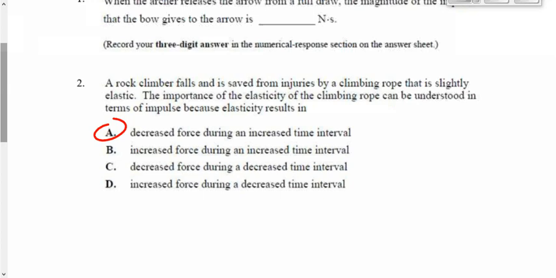Remember I told you, like, probably 90% of exams, we get this question? Sometimes it's an airbag. Sometimes it's a climbing rope. Whatever it is, if it cushions an impact, if it cushions a blow, it's same impulse, increased time, decreased force. Got it?